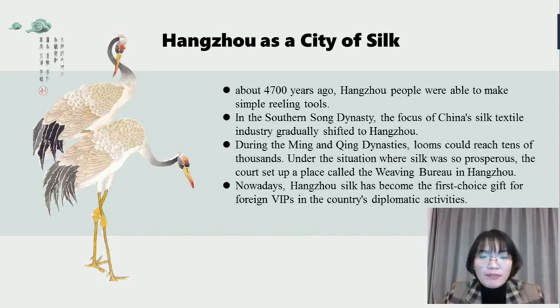a city of silk. About 4,007 years ago, in the period of He Mu Du culture, Hangzhou people were able to make simple reeling tools. And then, in the Southern Song Dynasty, the focus of China's silk textile industry gradually shifted to Hangzhou. And during the Ming and Qing dynasties, looms could reach tens of thousands. Under the situation where silk was so prosperous, the court set up a place called the Weaving Bureau in Hangzhou. And nowadays, Hangzhou silk has become the first choice gift for foreign VIPs in countries' diplomatic activities.